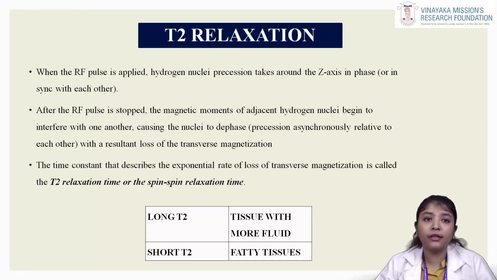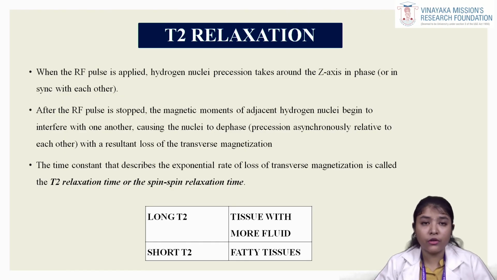Next is the T2 relaxation. T2 relaxation measures the time taken for protons to lose phase coherence, that is, the rate of loss of transverse magnetization. This is called the spin-spin relaxation time or T2 relaxation. Long T2 is seen in tissue with more fluids and short T2 is seen in fatty tissues.